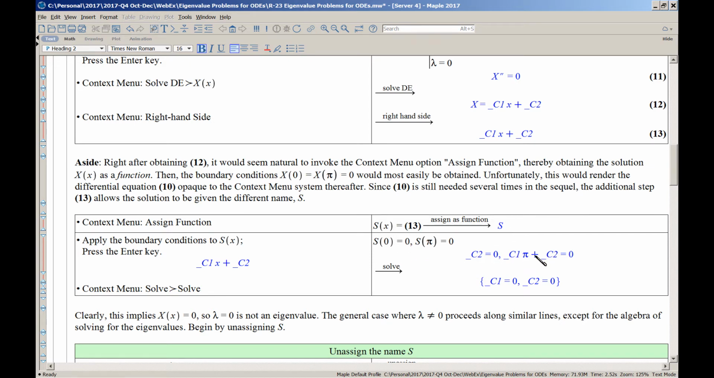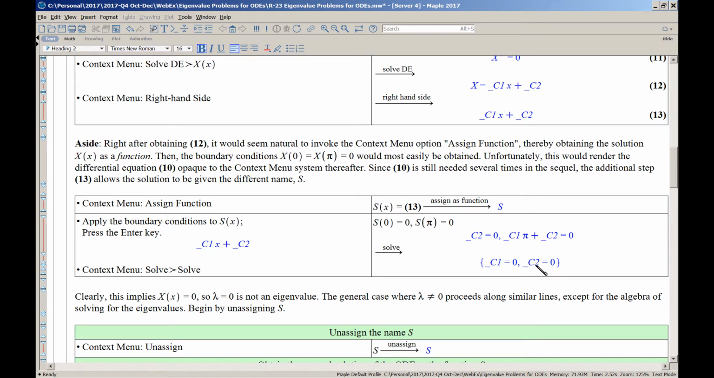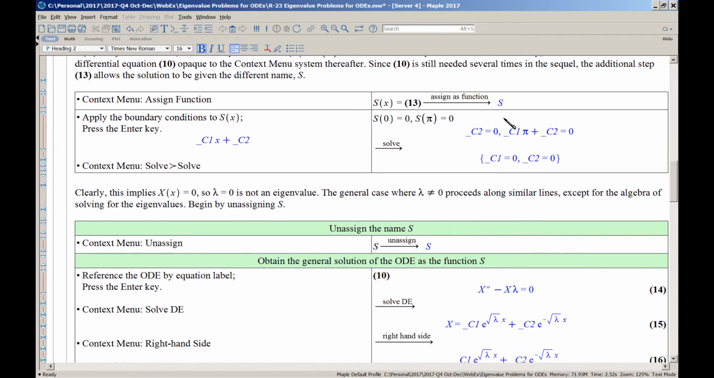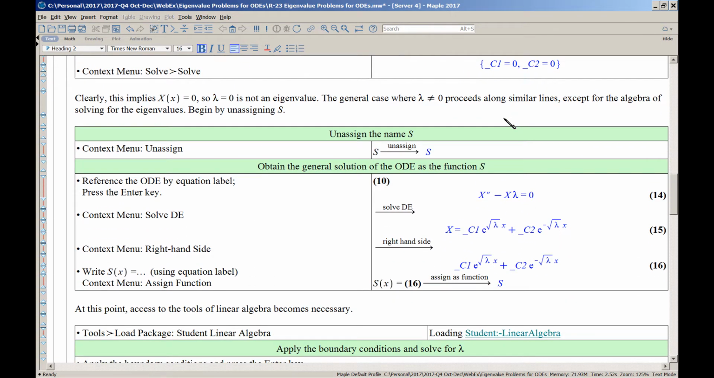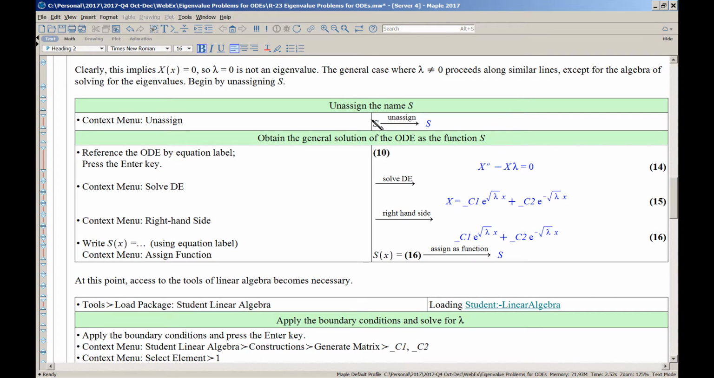You get these two equations. You tell Maple to solve them. They're homogeneous equations. Both constants have to be 0. That tells you that lambda equals 0. That case is not an eigenvalue. So here I've cleared S because I want to use it again. And again, that's a context menu thing, pop-up menu.